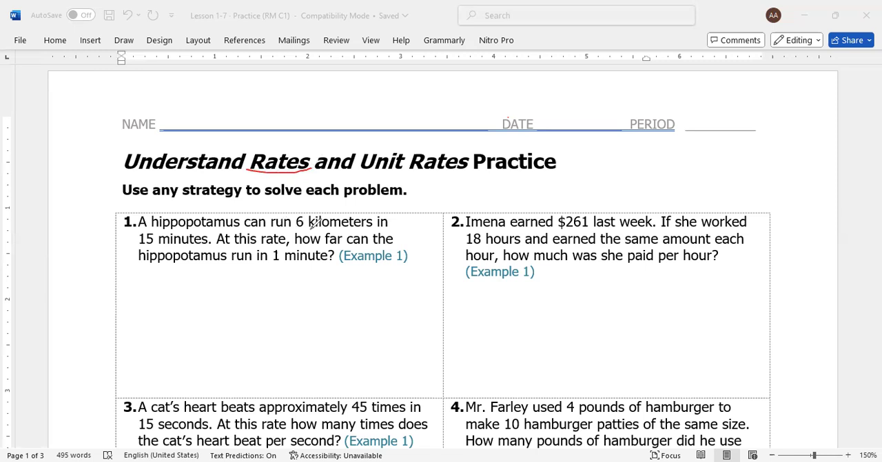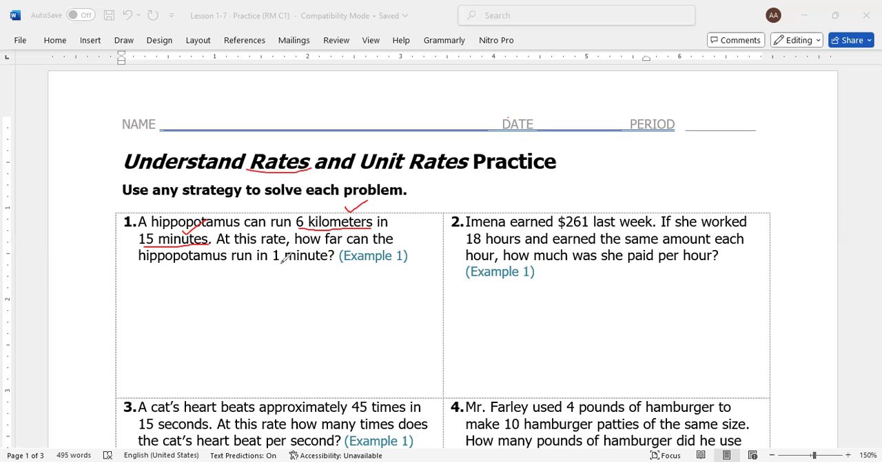For example, you can see a hippopotamus can run 6 kilometers in 15 minutes. So one unit is kilometers and the second unit is minutes. They are different from each other, the distance is in kilometers and the time is in minutes. So when you have two different units, we call it a rate. And then it asks, at this rate, how far can it run in 1 minute?